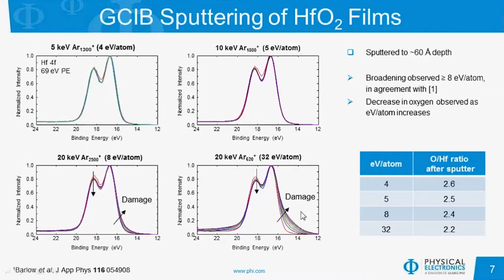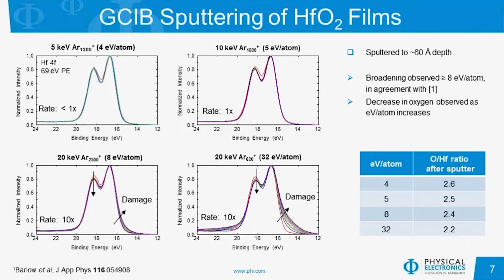And that is also shown when we increase the energy per atom. We do not see that. It is not apparent in the spectra for 5 eV per atom and below. And this is in agreement with literature that approximately 6 eV per atom was a damage threshold that could be observed in the peak shape. We also notice that as we increase the eV per atom, there is a decrease in the oxygen to hafnium ratio after sputtering, which is consistent with loss of oxygen as we increase the energy.